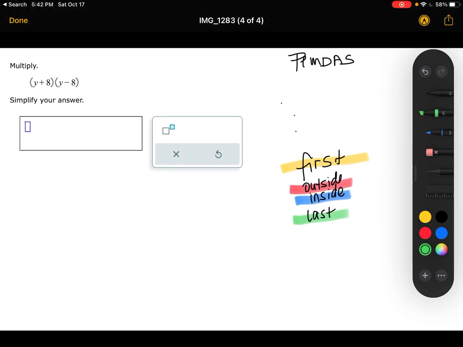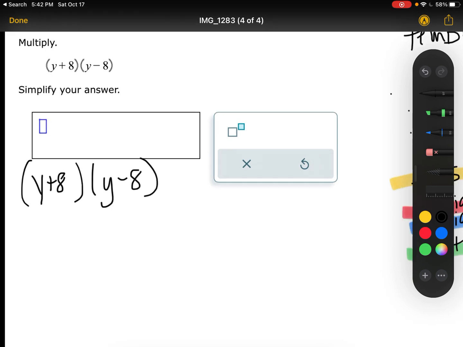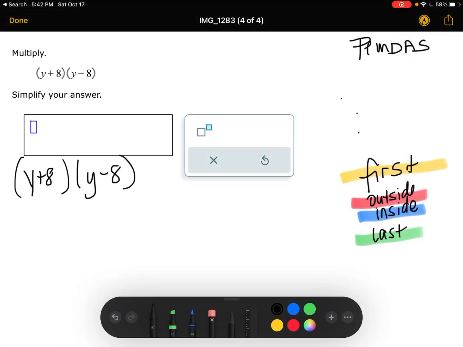All right, so when I do this, I'm going to start over here. I'm going to say y plus 8, parentheses, and then y minus 8. So when I do this question, I'm going to start with the first. So the first are the first in the parentheses. So that is y and y. And you're going to multiply these things, remember, because it's telling you literally to multiply. So first are y times y is y squared. Okay? I'm going to put that there.